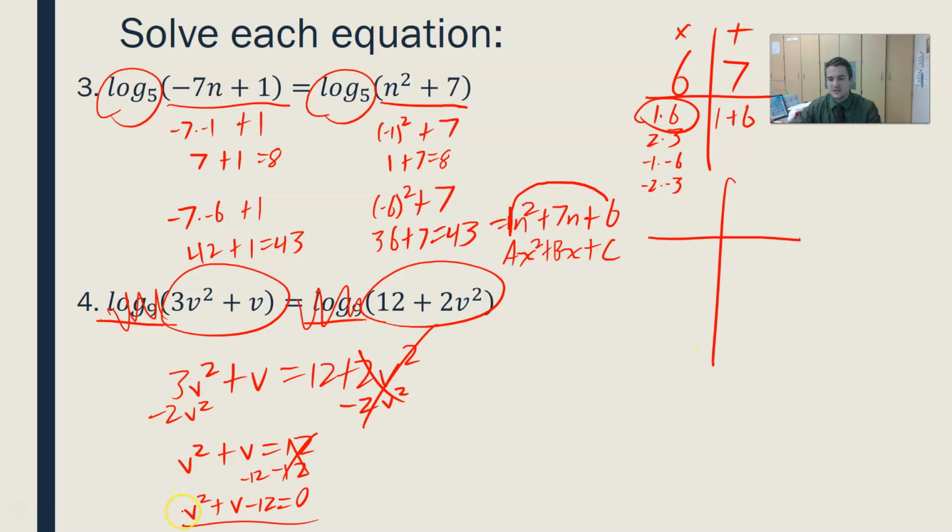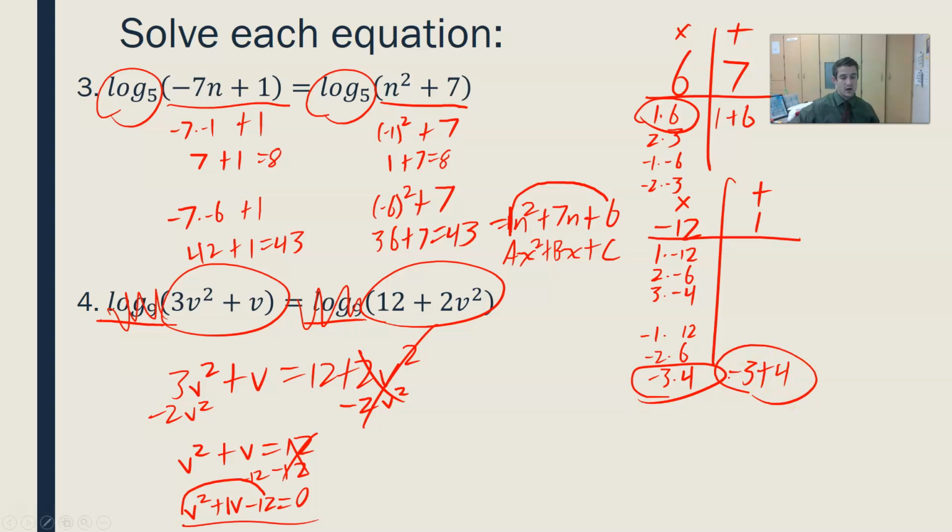In order to factor this, if I multiply my first and my last terms together, I need to find two numbers that multiply to make negative 12 and add up to this middle number, which is 1. So let's look at my pairs of numbers that multiply to make negative 12. 1 times negative 12, 2 times negative 6, 3 times negative 4. And then negative 1 times positive 12, negative 2 times positive 6, negative 3 times positive 4. Which of those add up to 1? This one, negative 3 plus 4 adds up to 1.